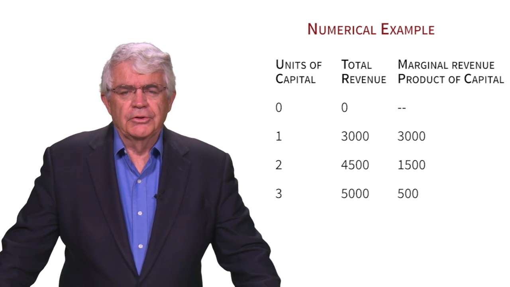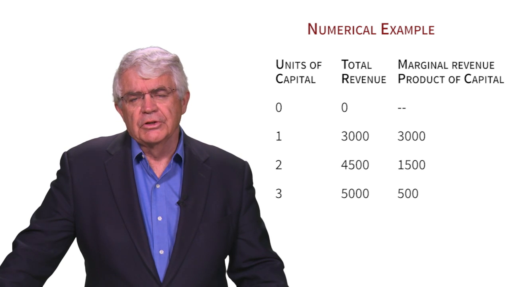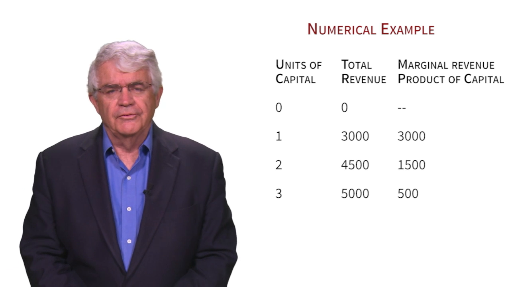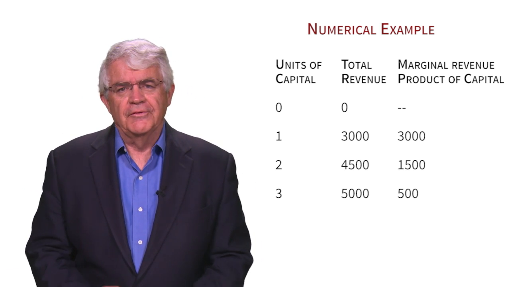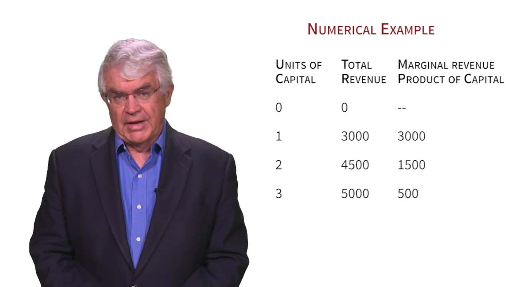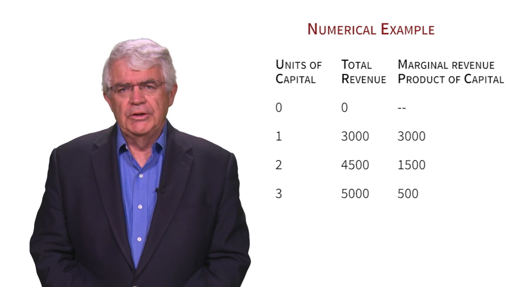So as the third column illustrates, when you go from 0 to 1 food truck, you get a $3,000 increase in marginal revenue. When you go from 1 to 2, you get another $1,500, from 3,000 to 4,500. And when you go from 2 to 3 food trucks, your marginal revenue product of capital is 500. So from this, we can derive a demand curve.